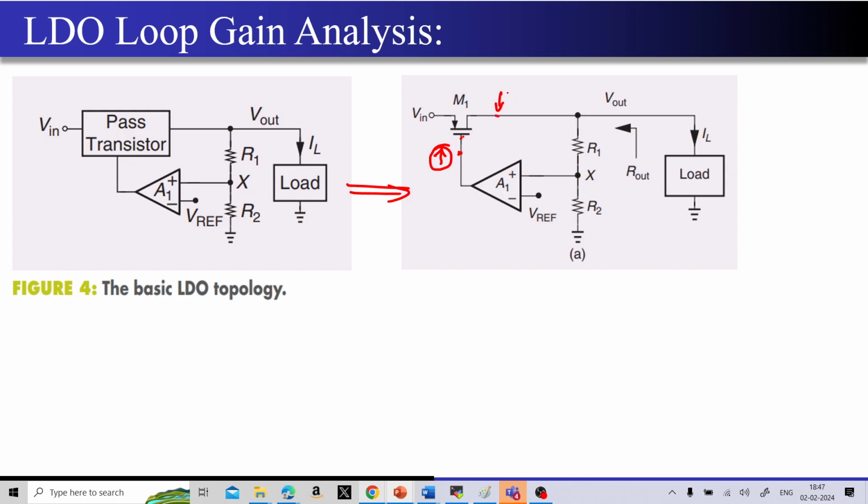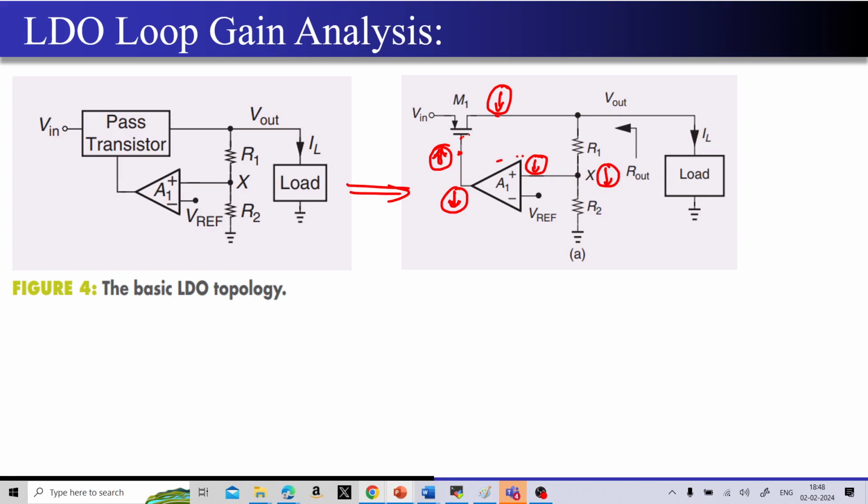There is a 180-degree phase shift, so this node has to go down. If this node goes down, even the node X is going to go down. If this node goes down, then what is going to happen? Again, this node tries to go down. I try to increase the disturbance over here, and the feedback system actually decreases the disturbance. So we can see that there is a negative feedback present.